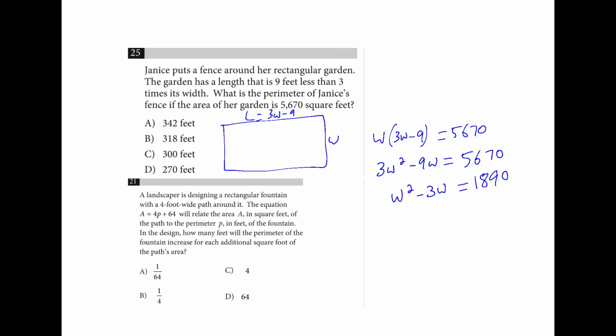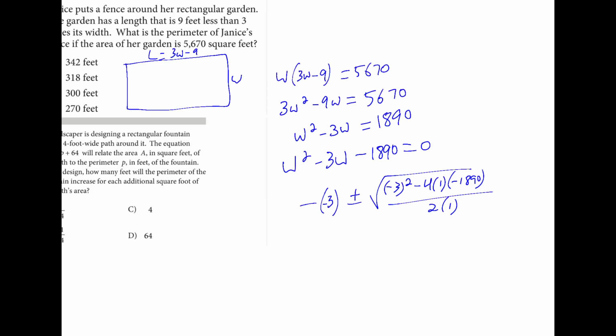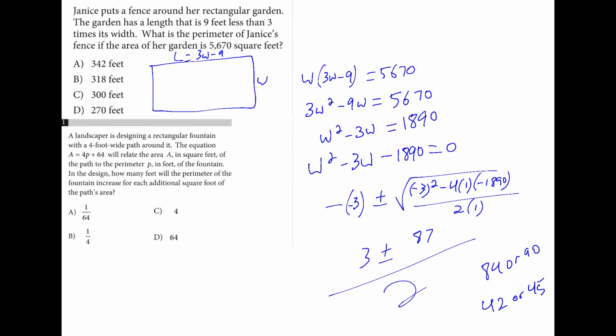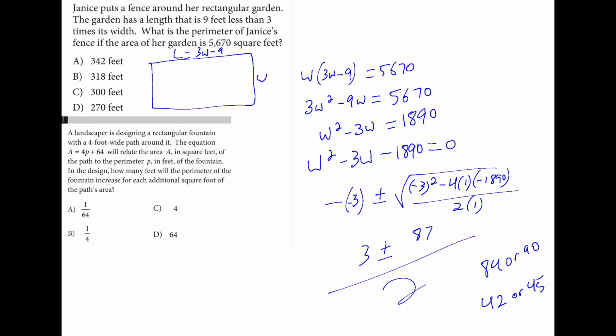But I suppose you could use something like the quadratic formula. And if I did that, I would get 3 plus or minus the square root of this larger number, which turns out to be 87, divided by 2. Or excuse me, this whole thing is over 2. So that's either going to be 84 or 90. If I divide that by 2, 42 or 45. Let's try some of these, plugging them in. And if you guess and check, it turns out 45 works for W.